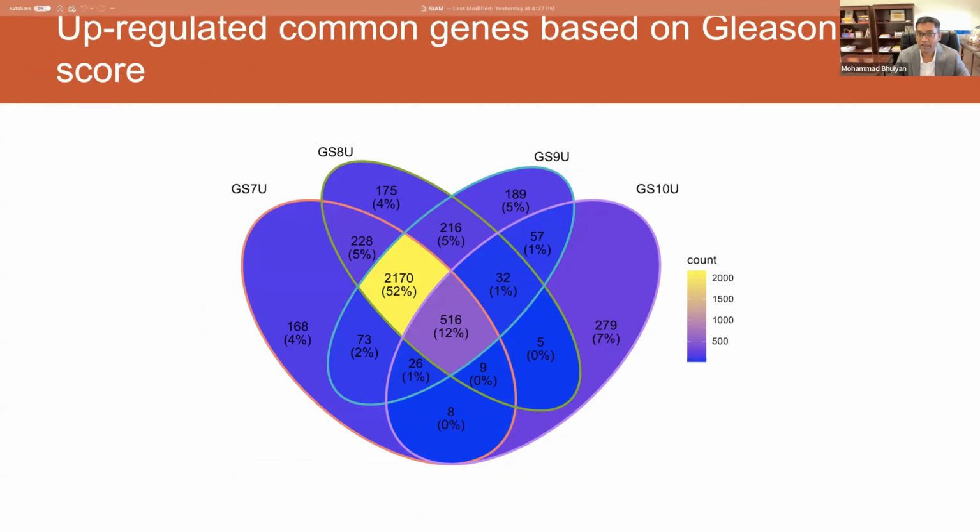Those are upregulated. So, I mean, you can see these are upregulated genes. And for Gleason score, GS7 means Gleason score 7, Gleason score 8, 9, and 10. Out of those 4 Gleason scores, so from moderate to severe, how many genes are actually in common? You can see in general, 560, 12% genes are actually common in 4 of those Gleason scores.